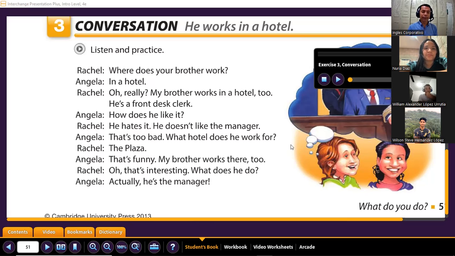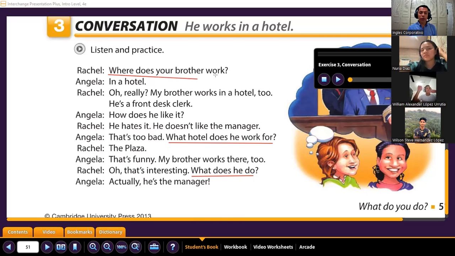Now, notice these expressions. Notice this, please. He says, what hotel does he work for? What does he do? Where does your brother work? How does he like it?